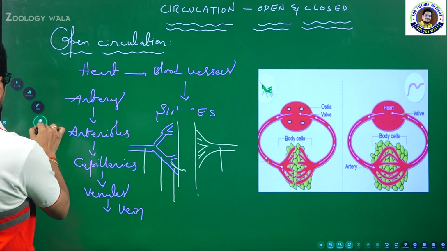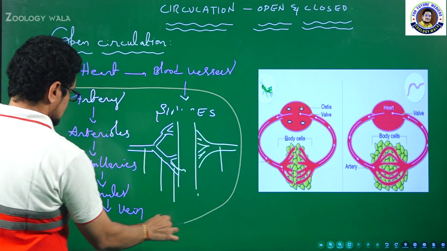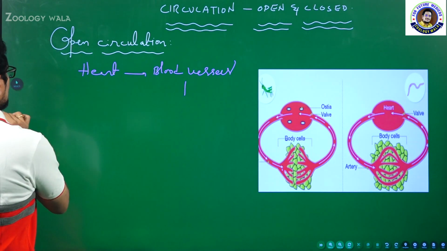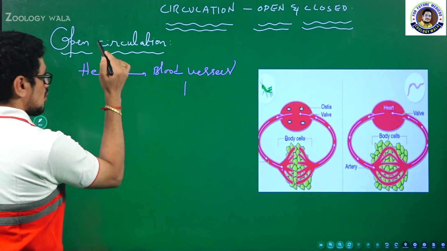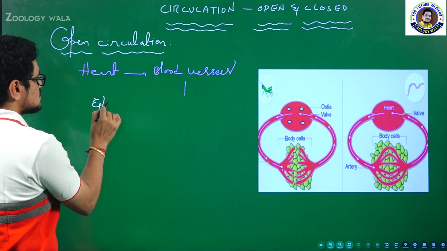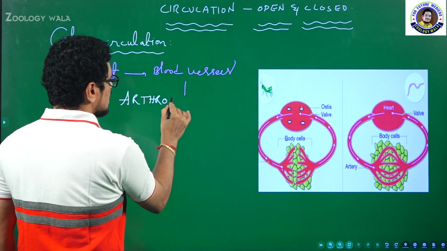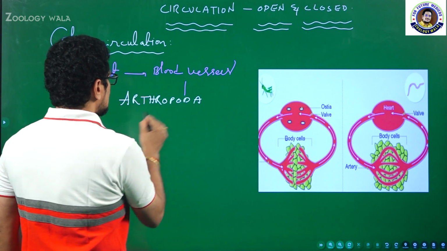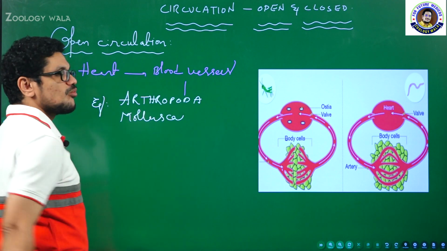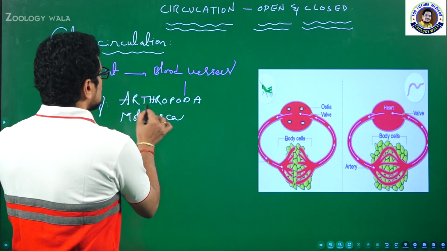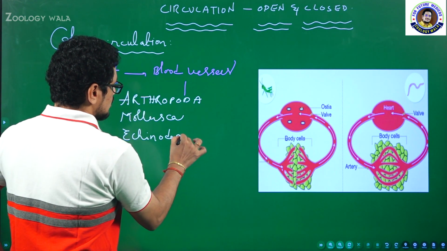Wherever we are talking about open circulation, we will discuss Arthropoda as the best example. Arthropoda, and of course it is also seen in Mollusca. Mollusks means soft-bodied animals. And Echinoderms, Echinodermata.